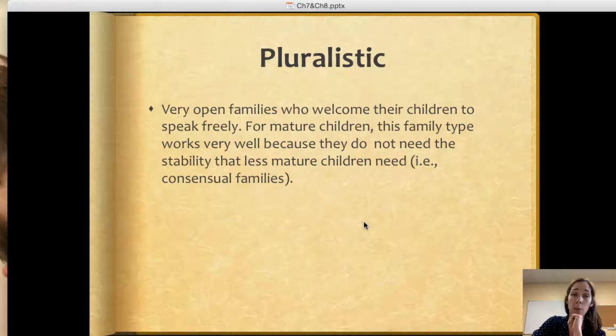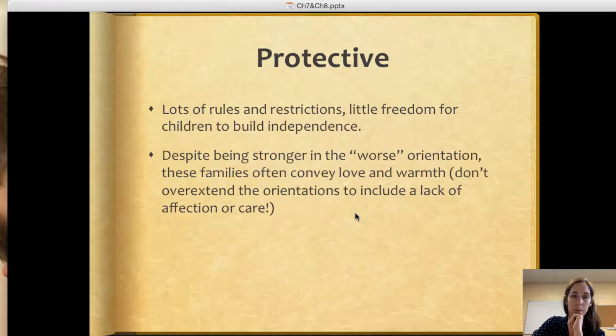Pluralistic families are very open families who welcome their children to speak freely. For mature children, this is very good. Protective families have lots of rules and restrictions and little freedom. Despite being stronger in the conformity orientation, these families often convey love and warmth. You can't overextend the orientations to include a lack of affection or care. Of course, encouraging your children to talk is really important, but even if you're not doing that, you can still communicate how much you love them, and that happens in many protective families.